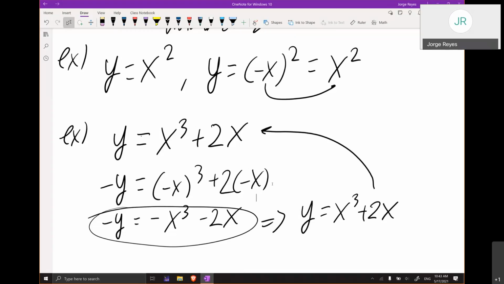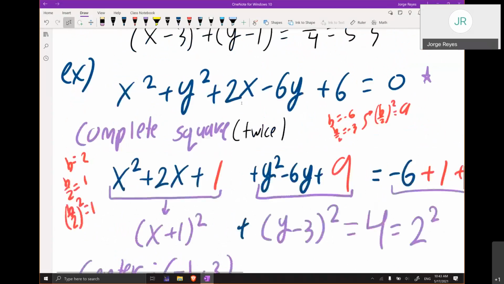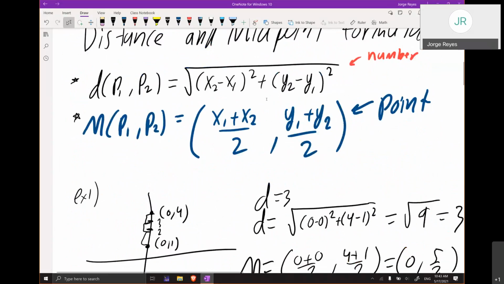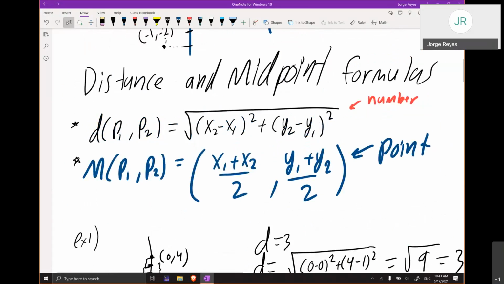Definitely the big deal from this section would be the circle form, getting stuff in circle form, and then midpoint and distance formula. But that's it for section 1.8.